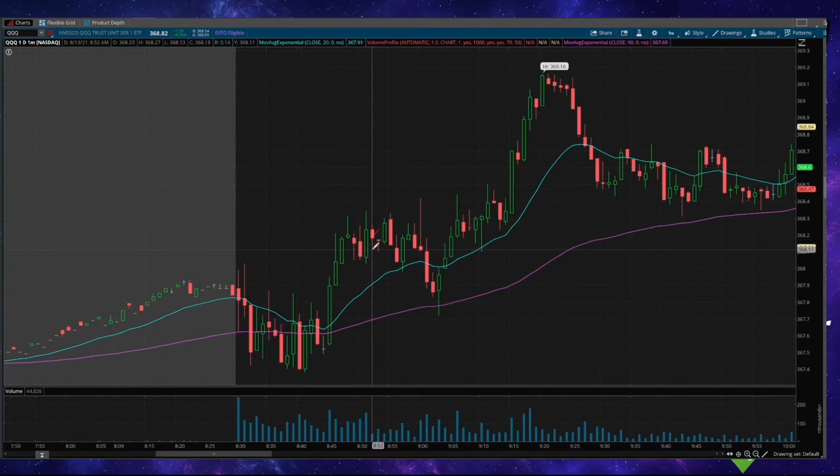So maybe we get in here, and then we're looking for a spot where a red candle engulfs a green one, which would be here. So maybe that's where we would exit if we were trading based off of just engulfing candles. We got a small profit there, not much.